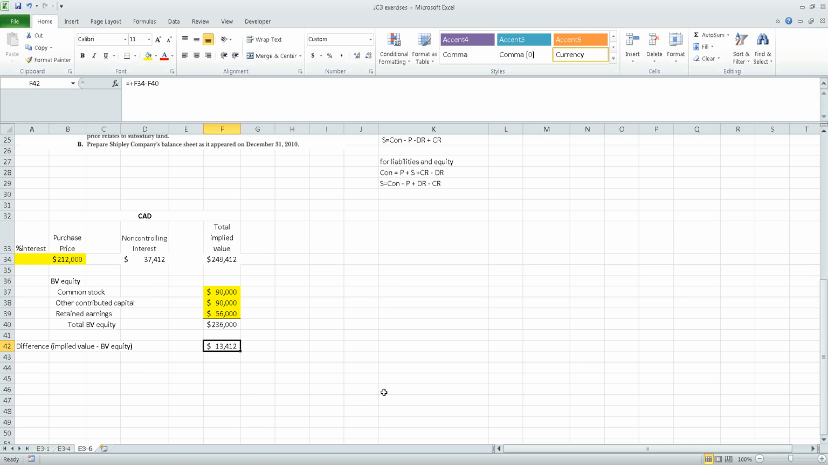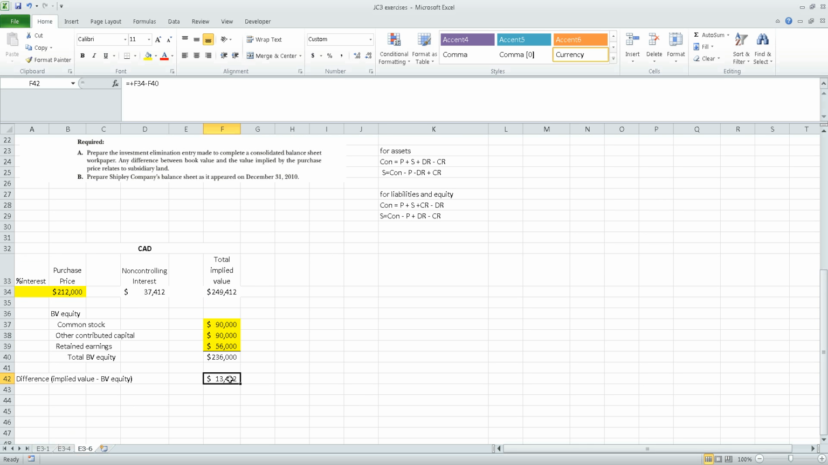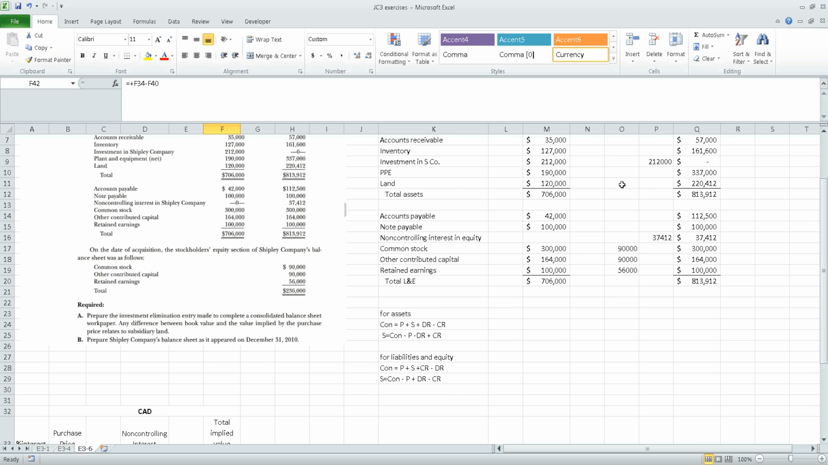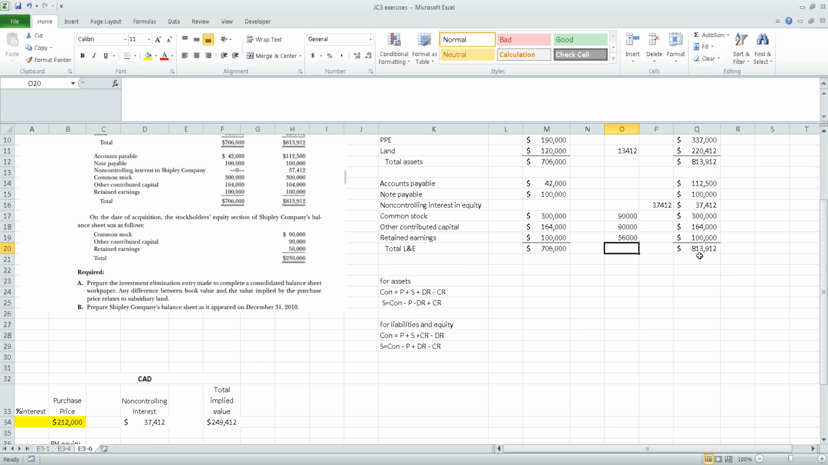And there must have been a debit to the sub's land account attributable to this excess of implied value over book value of equity. Again, the debit goes to the land account because we're told that any difference between implied value and market value and book value of equity is attributable to appreciation of the value of the sub's land. So we're going to have a consolidating entry that debits the land account $13,412. Okay, so let's make sure our debits equal our credits.